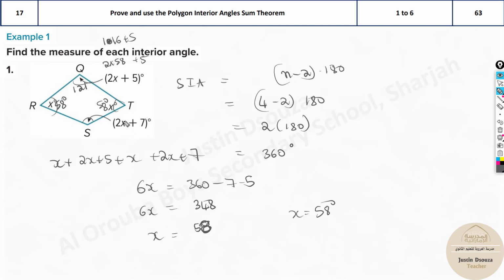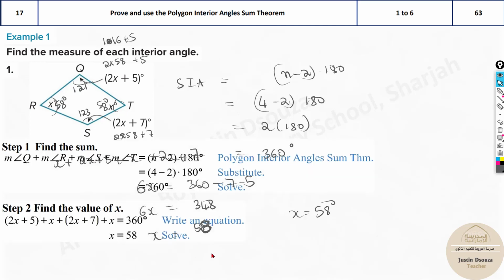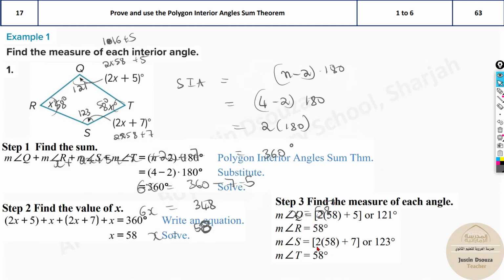Now here also you have to do the same thing. 2 times 58 plus 7, it's 116 plus 7, that is 123. These are the answers. Where are the answers? It's 121 for Q, and R and T is 58 and 58, and lastly we have 123 for S. That's how we do it.